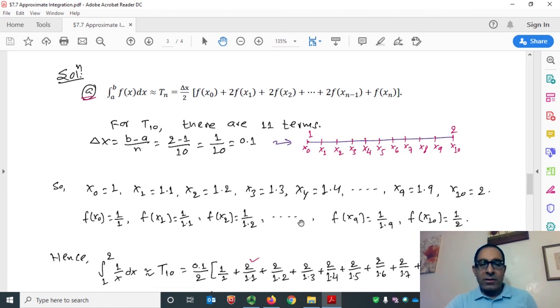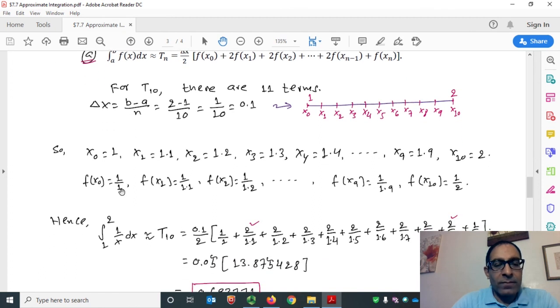Then next I need to find out the height at each of these points. So f of x0, my function is 1 over x, so 1 over 1. f of x1 is 1 over 1.1. f of x2 is 1 over 1.2. Dot dot dot. f of x10 is 1 over 2. I hope this computation makes sense to you all here.